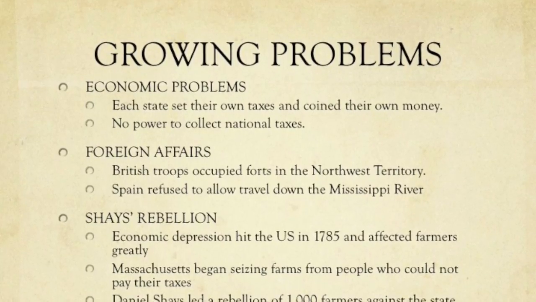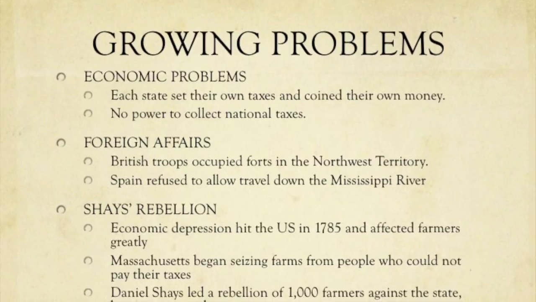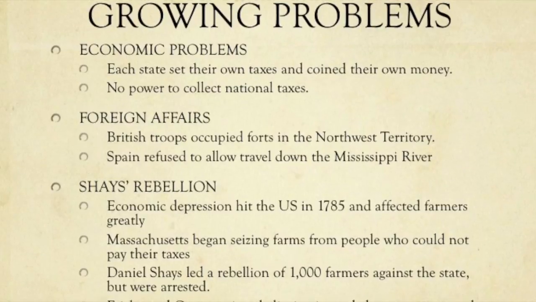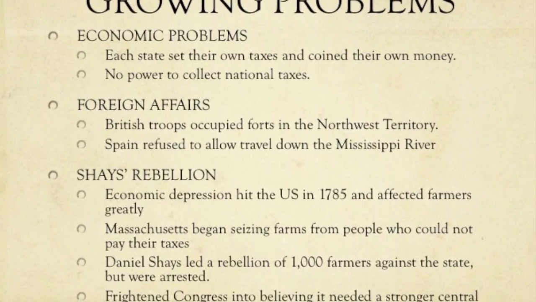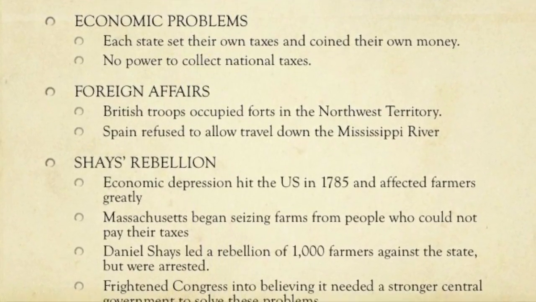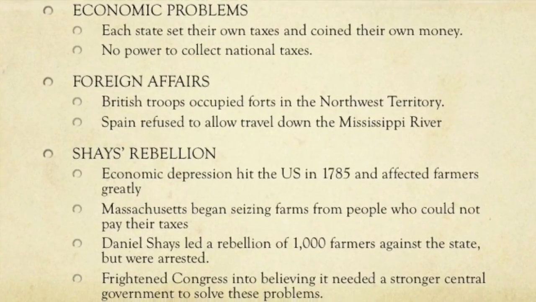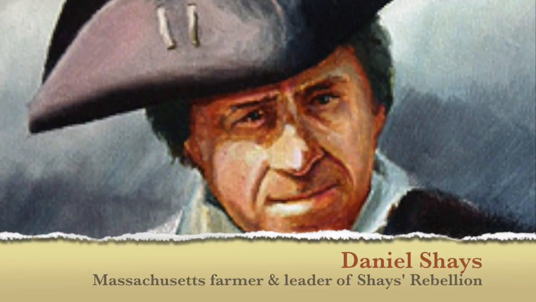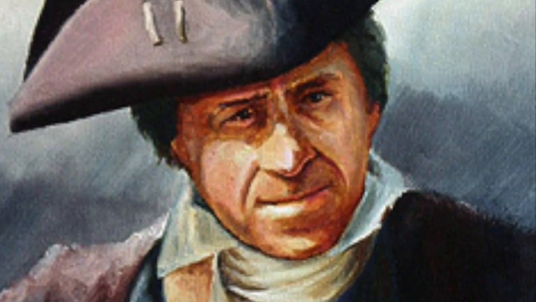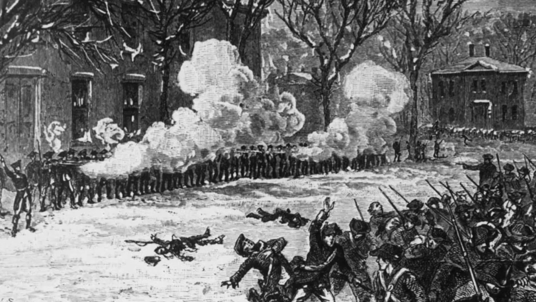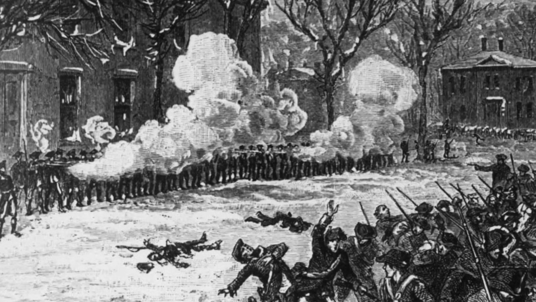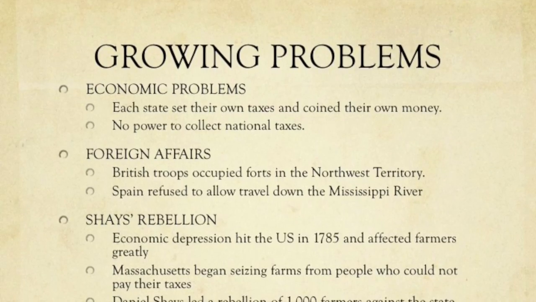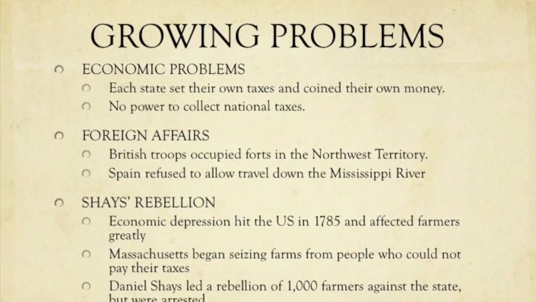The problem with the Articles of Confederation is that these states had their own taxes, coined their own money, and there was no power to collect national taxes. The British troops actually occupied forts in the Northwest Territory, and Spain refused to allow travel down the Mississippi River. When you combine that with an economic depression in 1785, farmers in the United States, like Daniel Shays, became greatly affected. The state of Massachusetts actually began seizing farmers' lands when they couldn't pay their debts, and Shays led several farmers in rebellion against the state government, but they were eventually arrested and put down by the state militia. But it was a signal that the national government needed to get stronger if it ever hoped to survive past the initial stages.